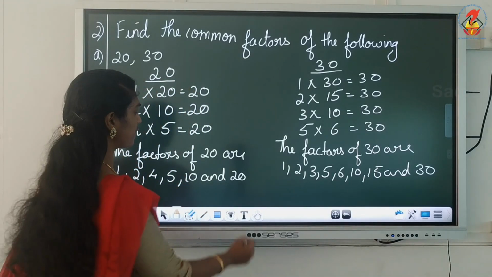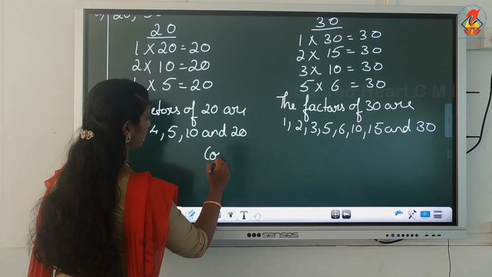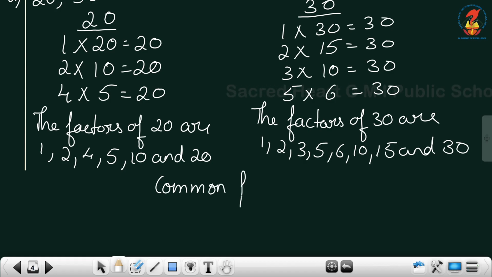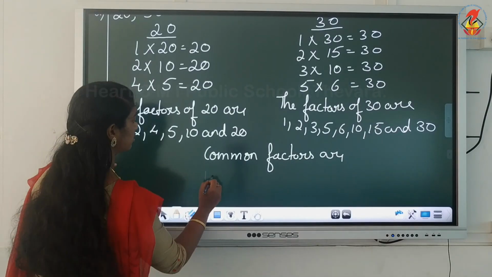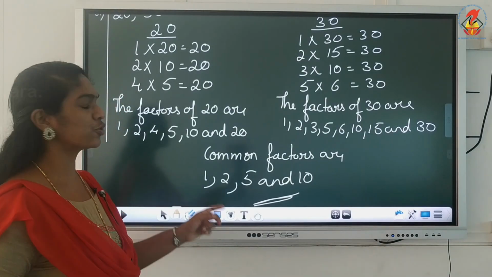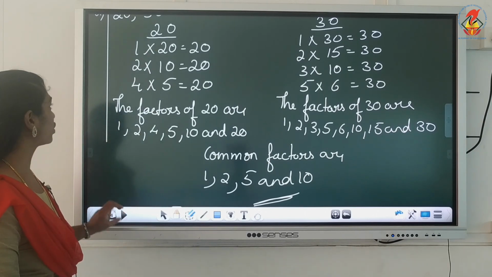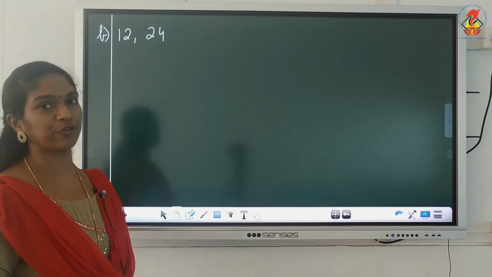Okay. Now, we will see which are the common factors. Common factors are, you have 1, then 2 is common, 5 is common and 10. So, there are 4 common factors for 20 and 30, that is 1, 2, 5 and 10. Understood? Now on to the next one, 12 and 24.